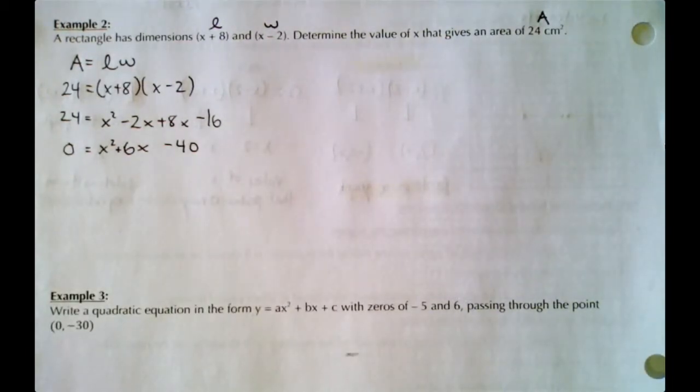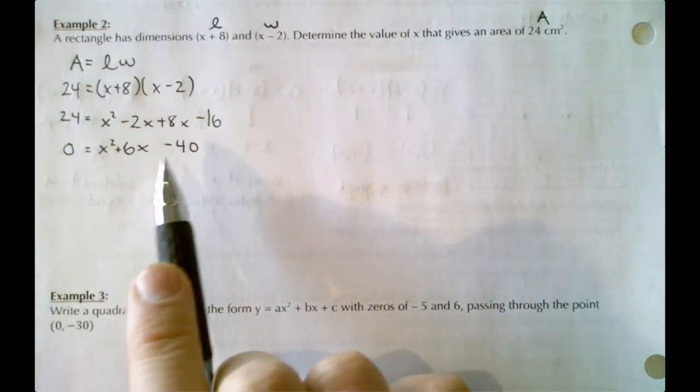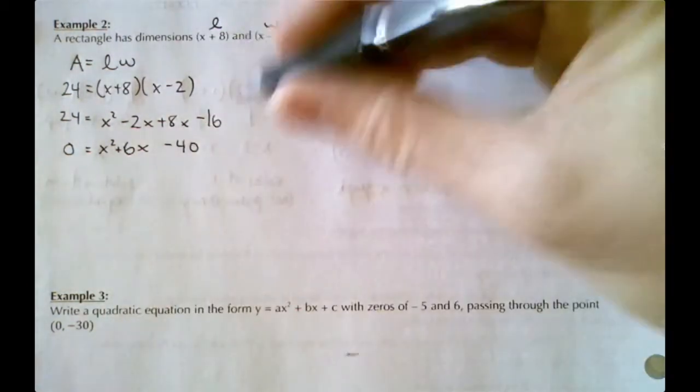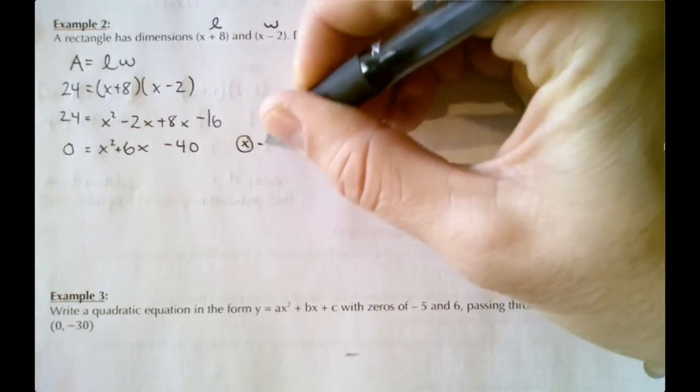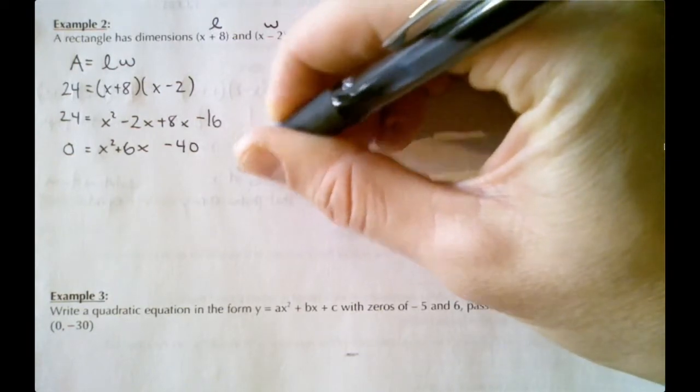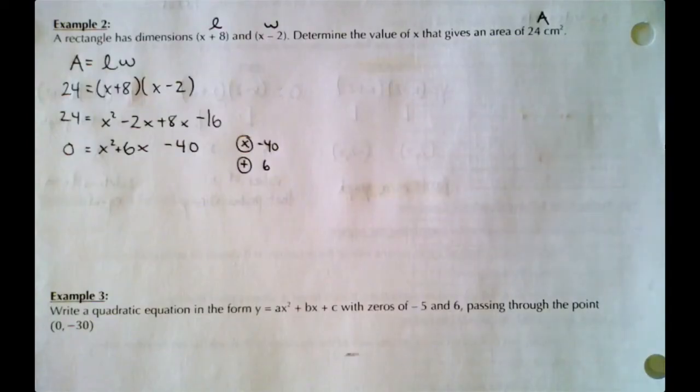Again, we can solve by completing the square or factoring. Generally, the accepted method is to factor to solve, so that's what we're going to do from this point forward. For almost all of these examples, we're just going to factor to solve, but keep in mind that we can use completing the square to solve. In order to factor, we need to look for numbers that multiply to negative 40 and add to 6. You can pause the video and think about this if you'd like.